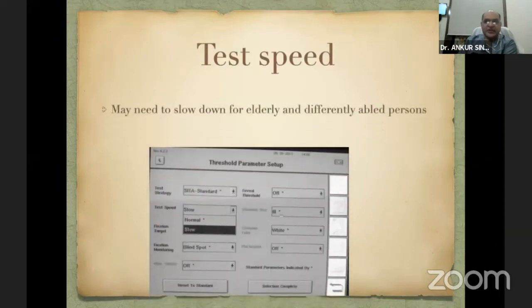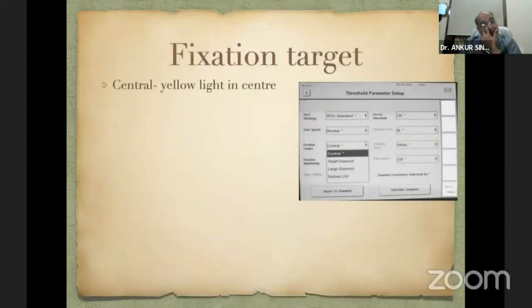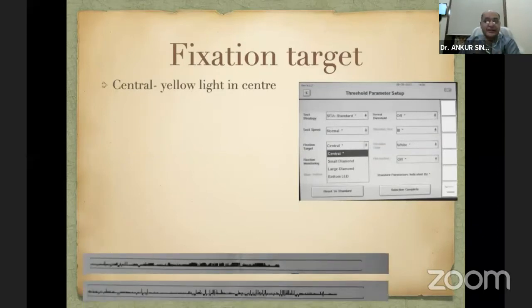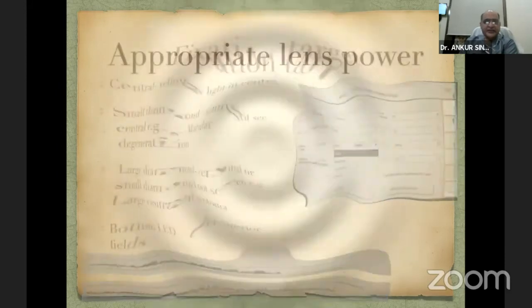Now, the test speed of the patient can be variable. At least in the Humphrey, we can slow the test speed even when the test is in progress. So for very elderly patients and differently abled patients, we may have to reduce the test speed. Check for the fixation target. Ask the patient to look at the yellow light in the center. But if there are other issues like macular degeneration, or we're testing other types of scotomas, then we have to ask the patient to look at a different kind of fixation target.